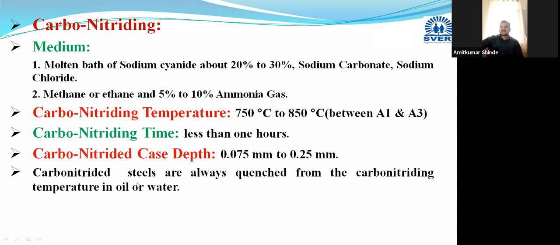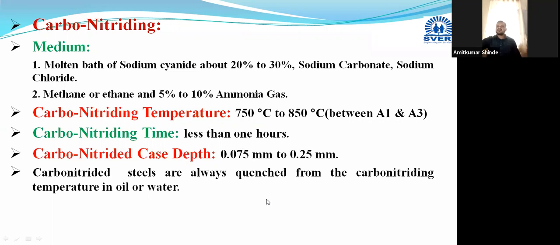In carbonitriding we are required to do quenching, and here direct quenching in oil or water medium is done. How will this carbonitriding process be done? The component is taken, then it is heated in contact with the medium, which will give you carbon and nitrogen both. Some holding time is provided, the heating temperature range is 750 to 850, the holding time is less than 1 hour, and after that it is quenched into oil or water.